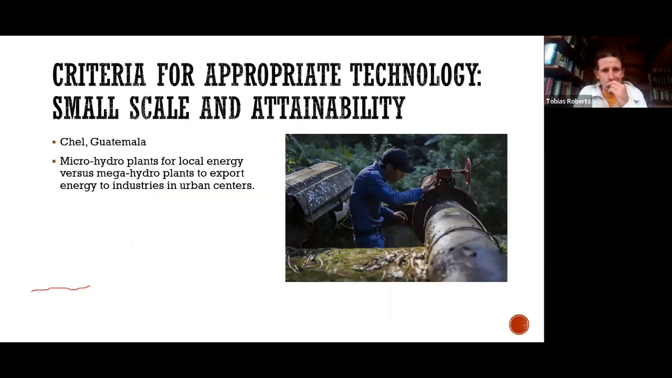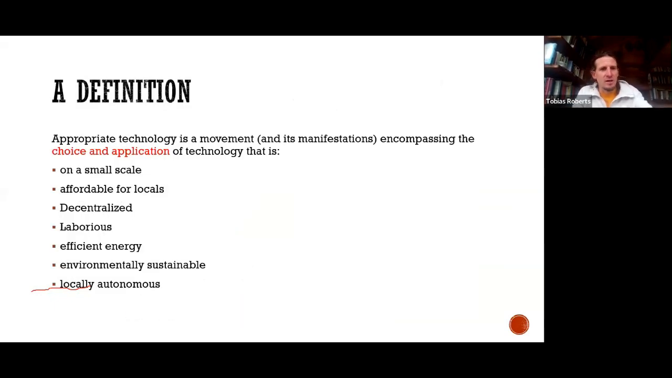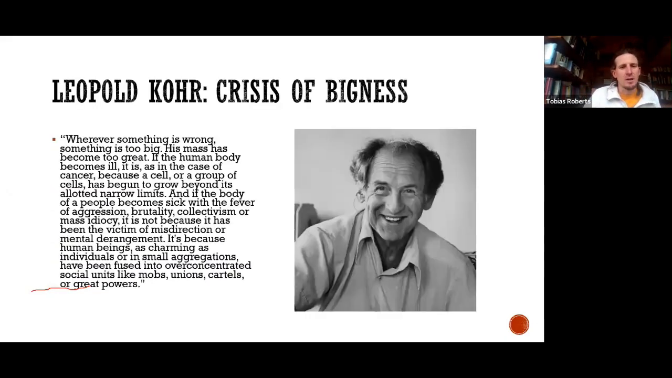Okay, so real quick, I want to do a few examples of appropriate technologies that I've seen in different projects that I've worked on, different consulting jobs I've done over the years. And I'm going to try and tie those back to the criteria that we mentioned here: small scale, affordability for local communities, decentralized, labor intensive, energy efficient, environmentally sustainable, and locally autonomous.